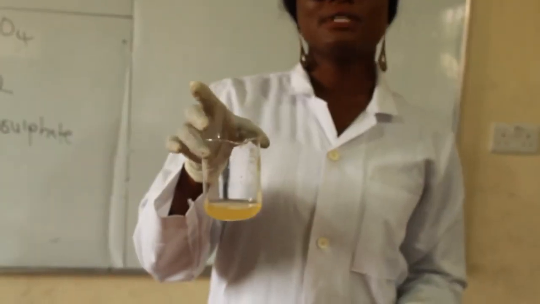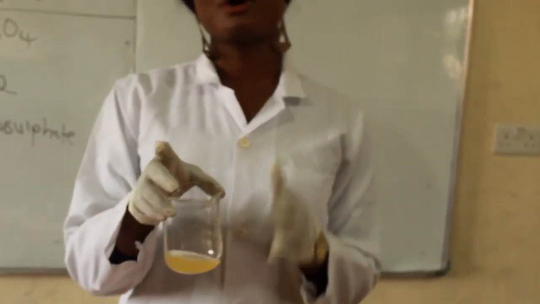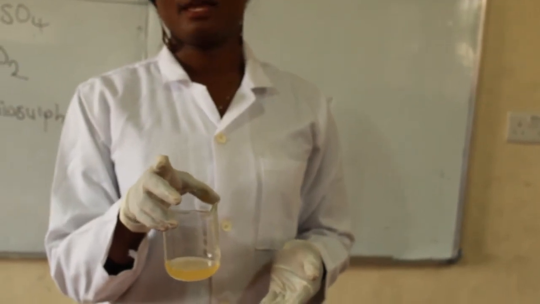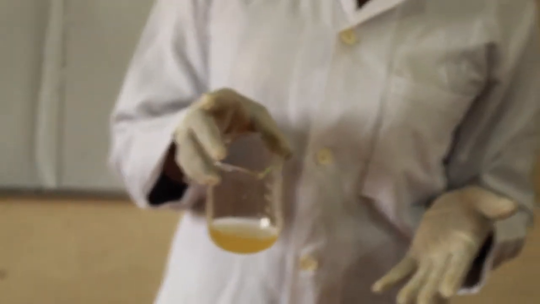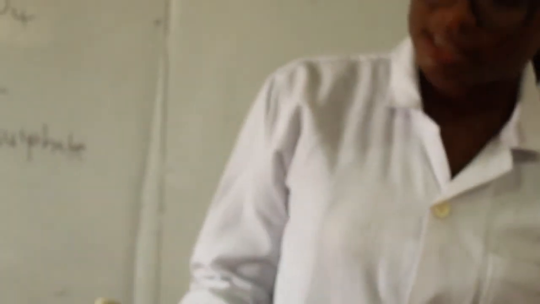What happened? The iron 2 was reduced to iron 3, and then the potassium permanganate was oxidized to permanganate. Okay? So this is what happened at the end. This is for the first one.